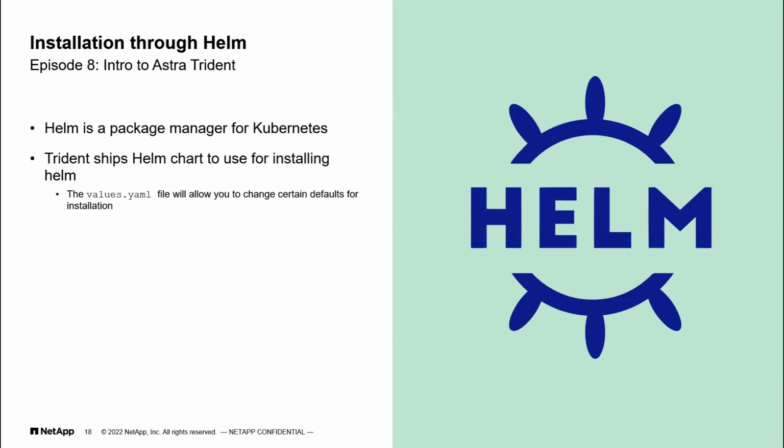The first installation method that we're going to look at is going to be Helm. We've got Helm as a package manager for Kubernetes. Helm uses Helm charts to show Helm how to install whatever package it is that you're installing on Kubernetes. Trident ships with a Helm chart that can be used for installing through Helm. As with most Helm charts, there is a values.yaml file that will allow you to change certain defaults for installation. So if you don't like the default namespace of Trident and would like to change it, you can change that in the values.yaml file.